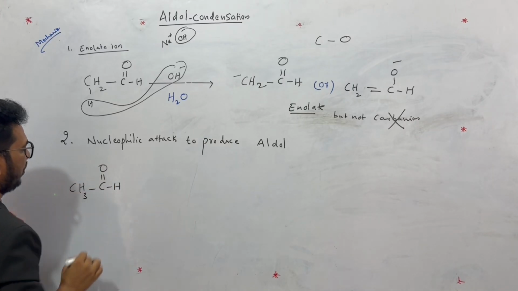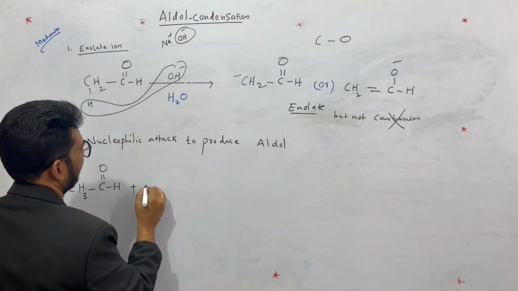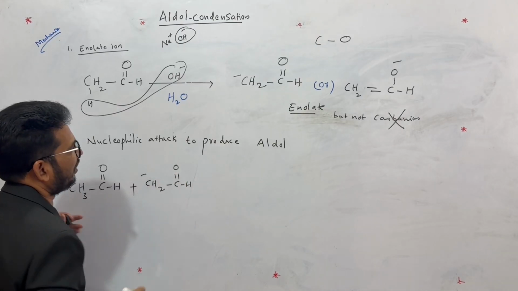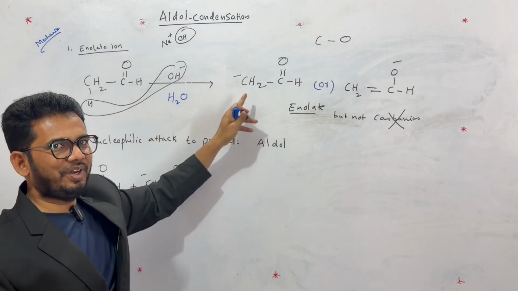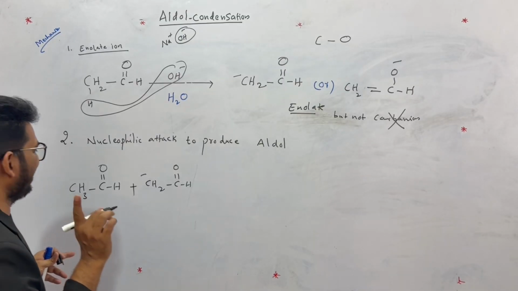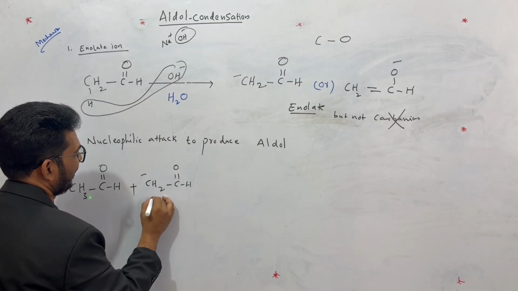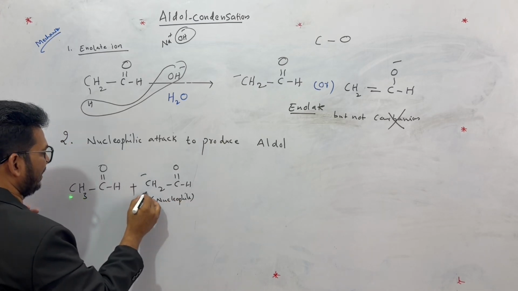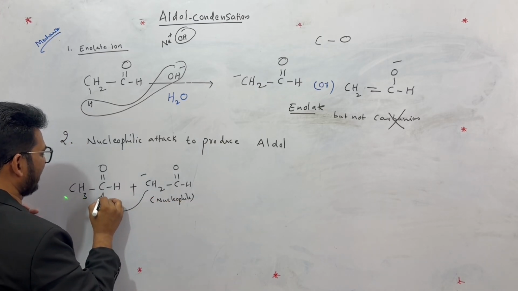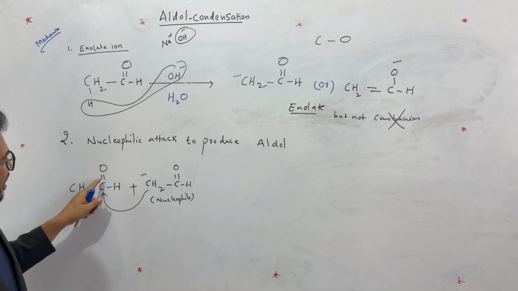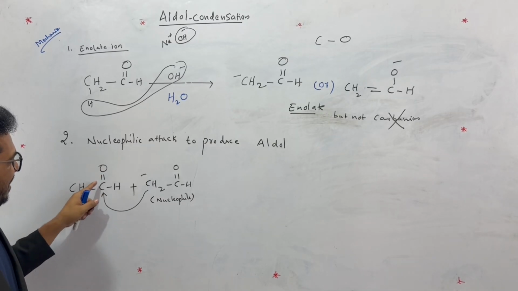CH3CHO. Two aldehydes we use, no? Now this aldehyde intermediate, that is the enolate we are taking. I am not calling it the carbanion, remember, enolate. Just keep that in your mind. This acts as the nucleophile, and it is going to attack this carbonyl carbon, because the carbonyl carbon is comparatively the positive center.